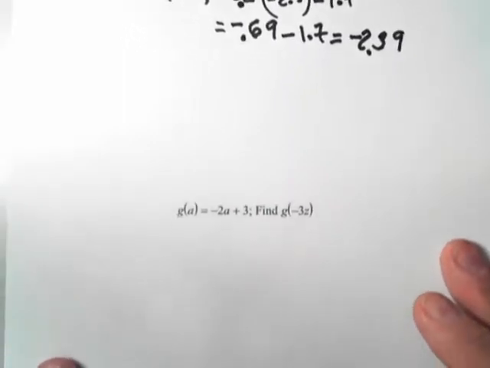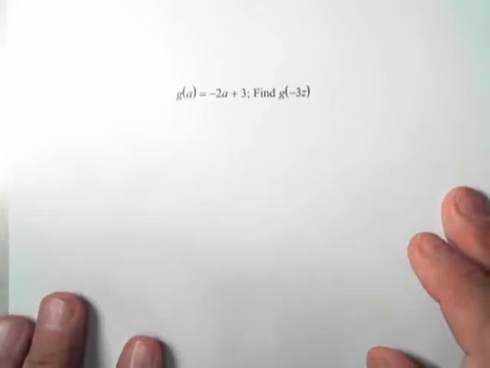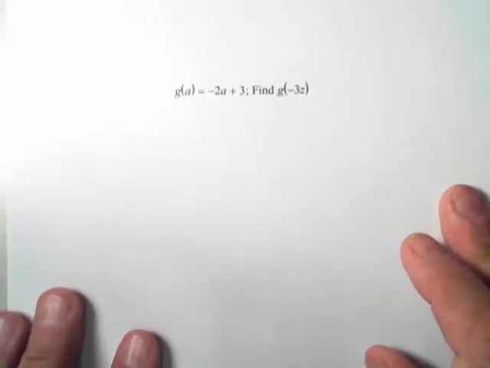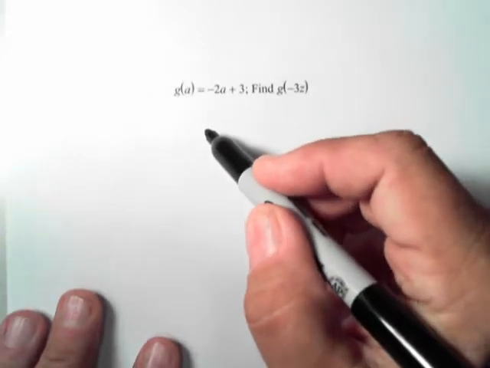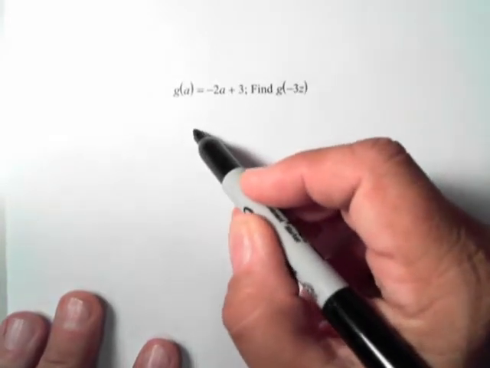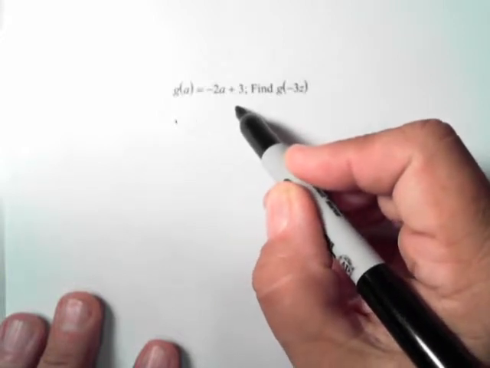Okay, now, here's the other thing that can happen. You can substitute anything in here. It doesn't have to be a number. And so here's another example where we've got g of a equals negative 2a plus 3.